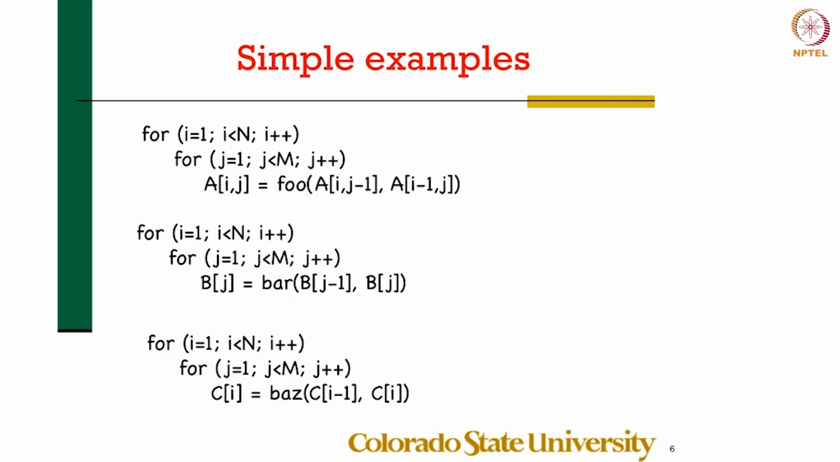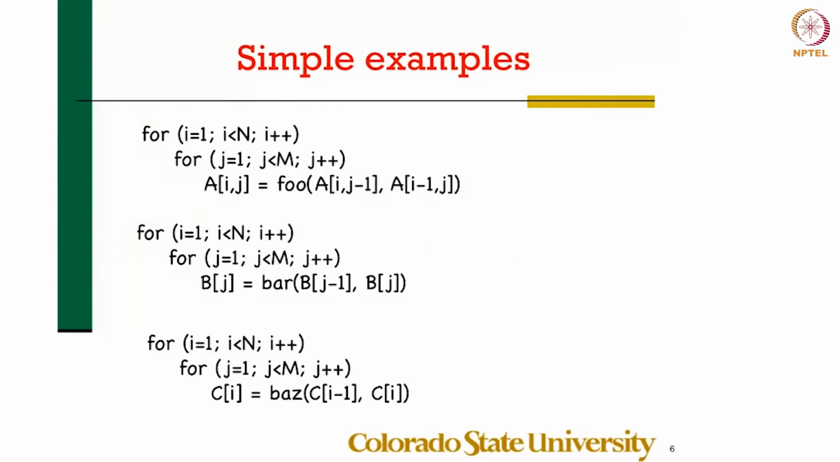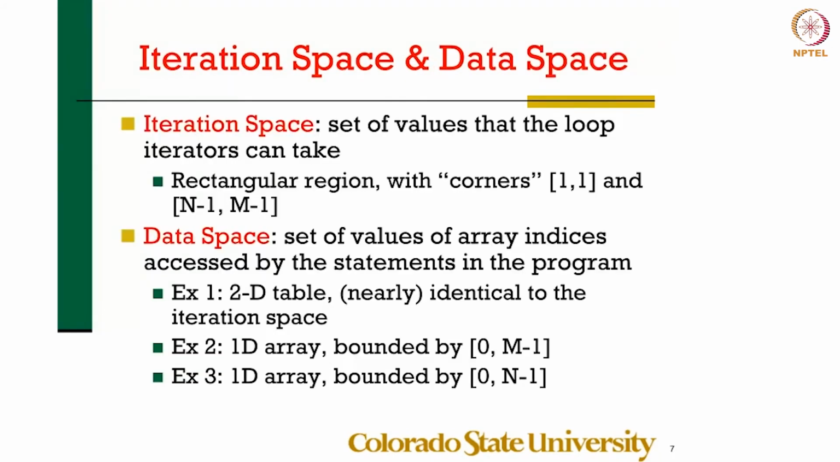Okay, so let's look at what the iteration space of our example looks like. Our three examples, for i equals 1 to n minus 1 and j equals 1 to m minus 1, is basically a rectangular region whose corners are (1, 1) and (n minus 1, m minus 1). You all buy that?